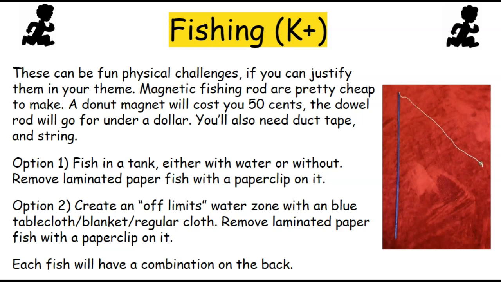For option number 1, you can be fishing in a tank, either with or without water, and you're removing laminated paper fish with a paper clip on them. For option number 2, you can create an off-limit zone on the ground with a blue tablecloth or a blanket or just a regular cloth, and you're removing the laminated paper fish with the paper clips on them. In both of these situations, the fish are going to have the combination written on the back. You don't want to try and attach a key to the back of the fish unless it's a very, very small key, because otherwise the magnet might have trouble picking up the fish.